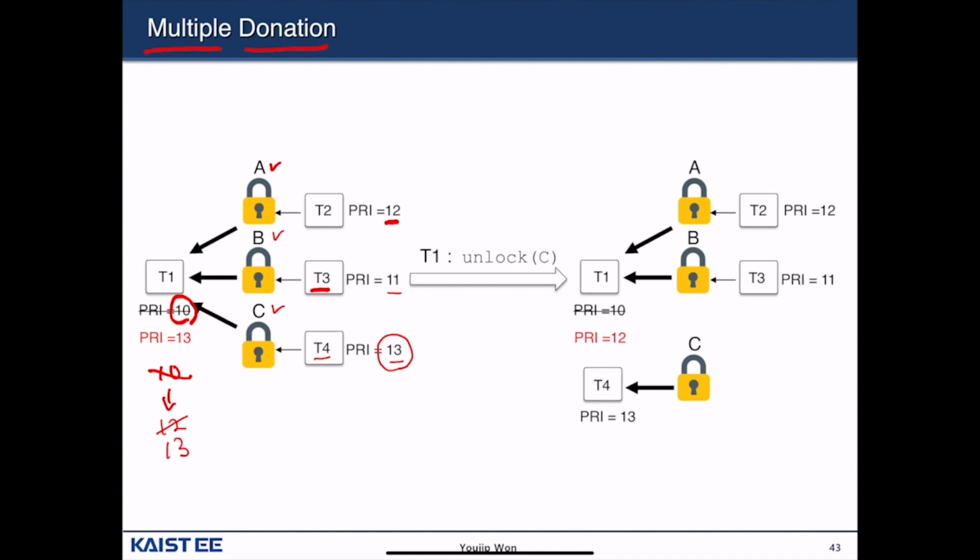Let's assume that T1 has unlocked lock C. As a result of unlocking lock C, the lock is allocated to T4. But then after releasing lock C, T1's priority should not become its original priority 10. The priority of T1 has to be updated to the largest priority among the remaining donors. So here, the priority of T1 now becomes 12. That is multiple donation. So in your priority donation mechanism, you have to implement nested donation and multiple donation.